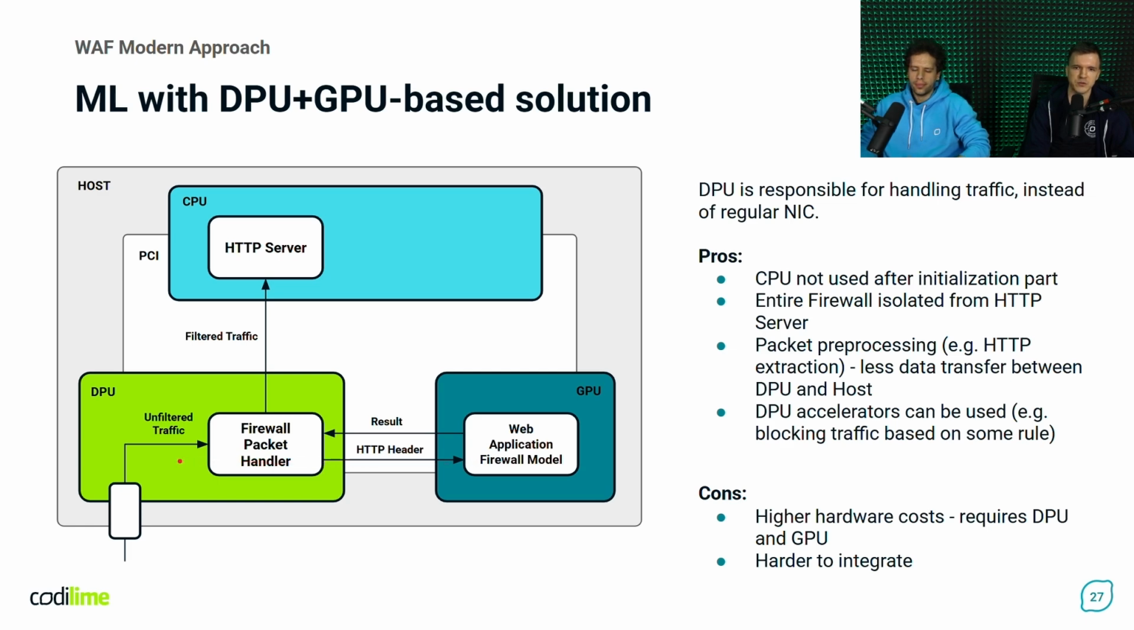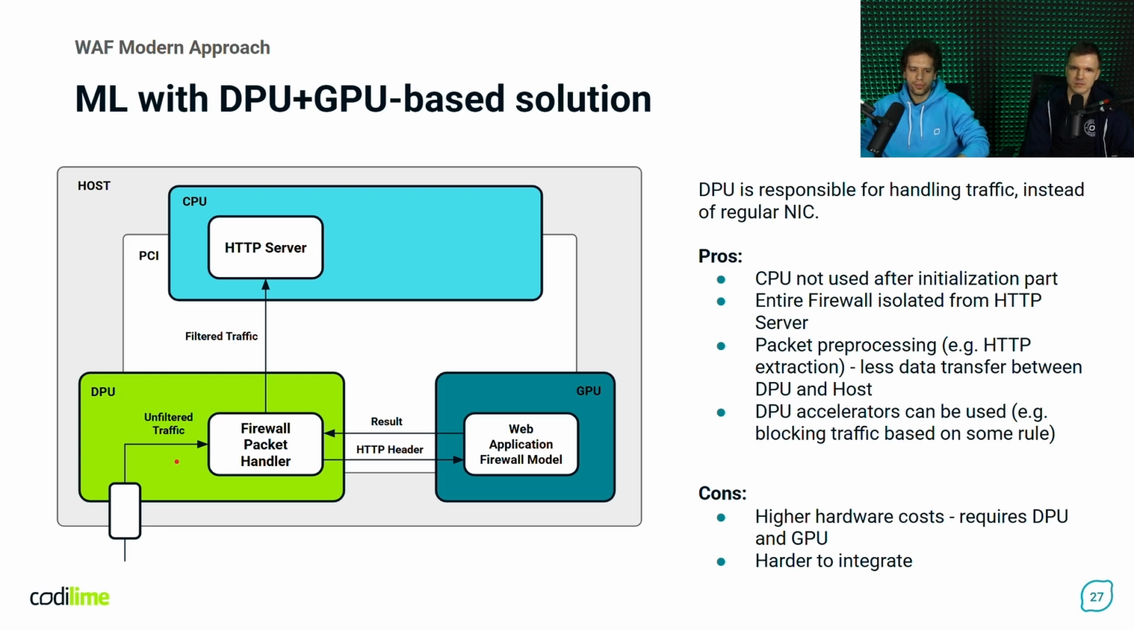Additionally, DPU allows us to insert some rules directly at the entrance, let's say, to the DPU. For example, when we recognize an attack, instead of blocking only the single packet, we can block the entire user that caused this attack.